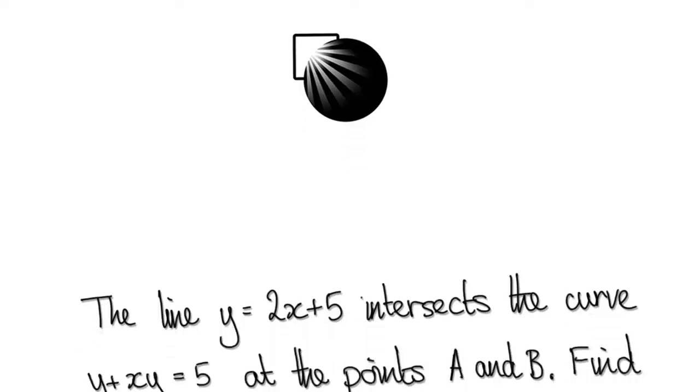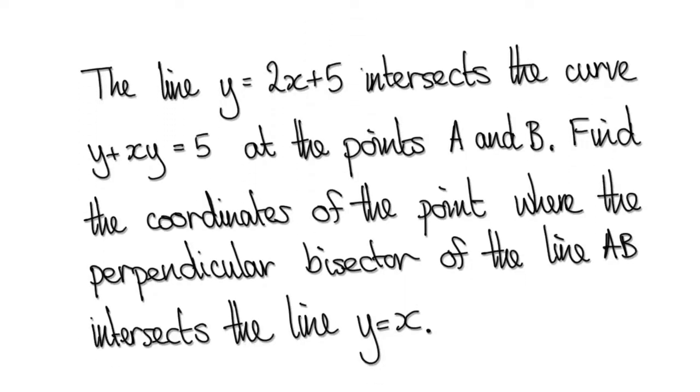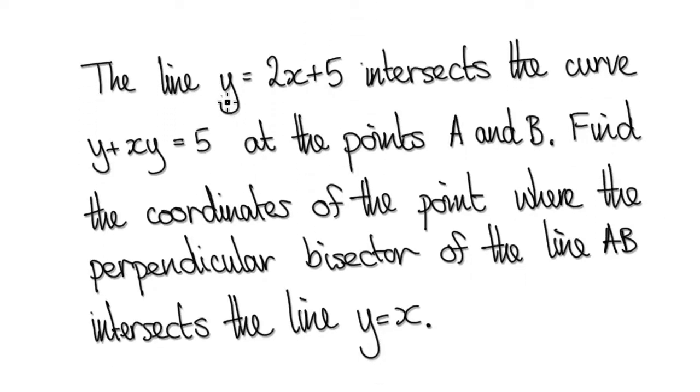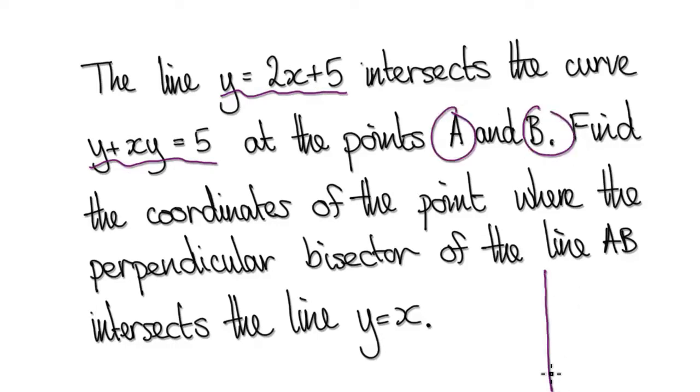Okay, let's give you guys a grade 10 exam question. A line y equals 2x plus 5 intersects the curve, this curve here, at points A and B. So what this means is y equals 2x plus 5, intercept of 5, gradient of 2, so it's going to look something like this. And this curve, we have no idea what this curve looks like.